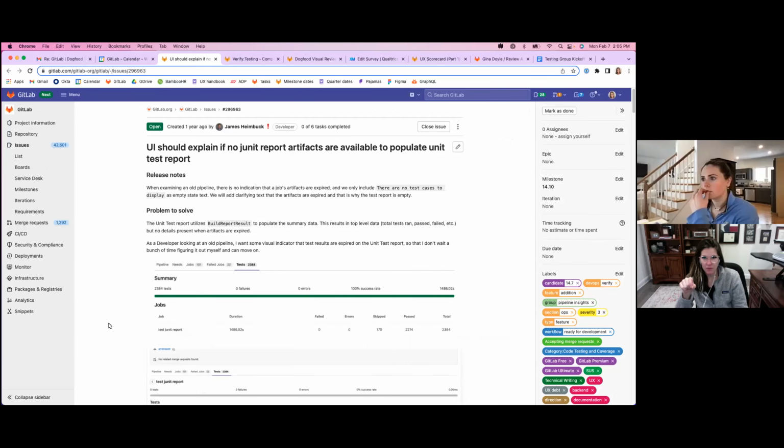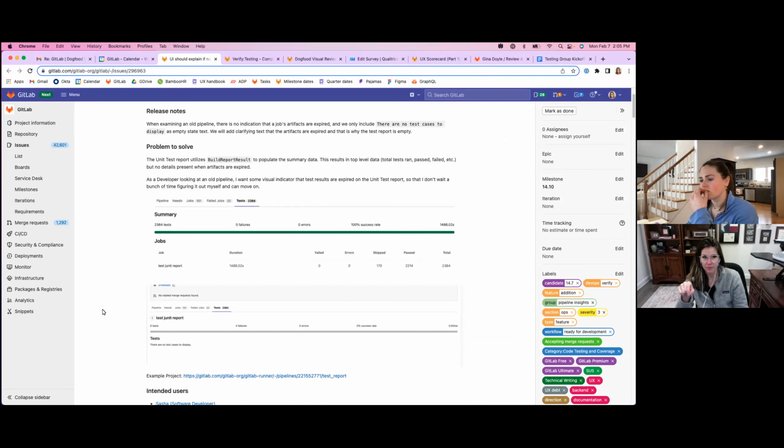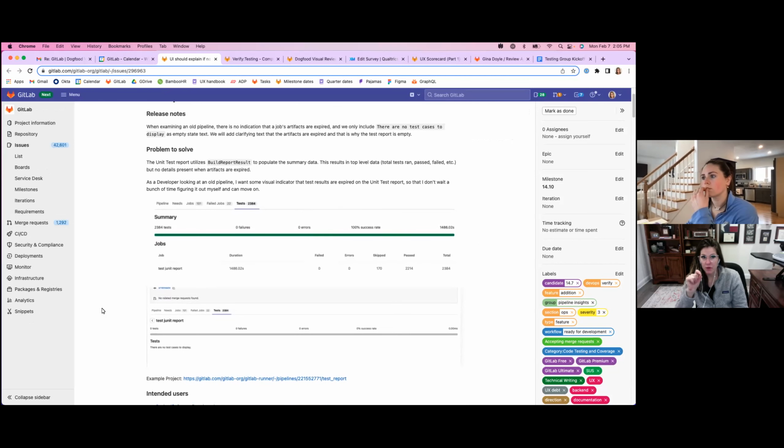So first, we have this issue that we've been iterating on, which is where the UI should explain if no JUnit report artifacts are available to populate the unit test report. It looks like when this issue was created a year ago, we had a different API available, the build report result. Now we have this new API, which is more performant and uses less compute power on the back end, and now we have to support that.